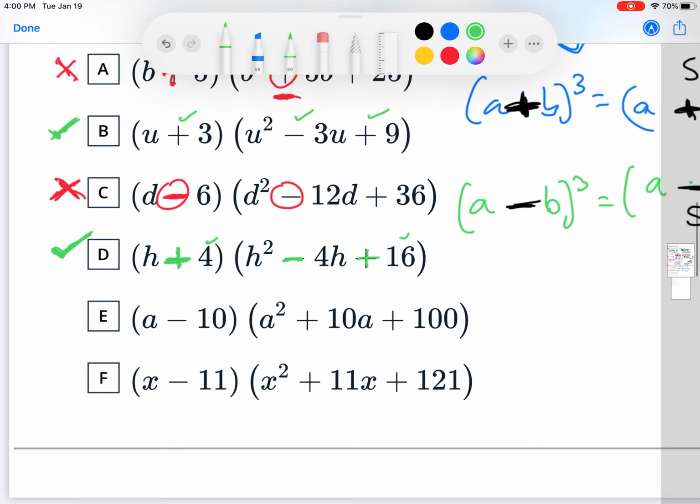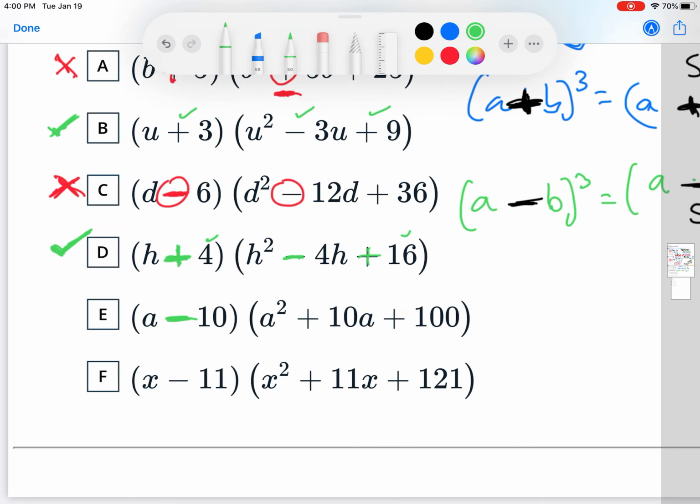It's like the same thing over here. I have a minus sign, so again, SOAP, same, opposite. This is opposite, that's good. And always positive, good. If my b value is 10, so this is going to be 10 squared, which is 100, that works.